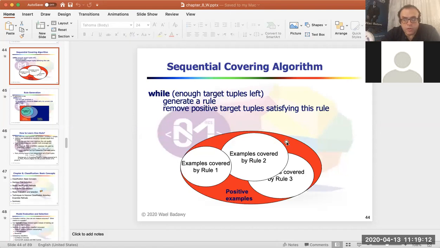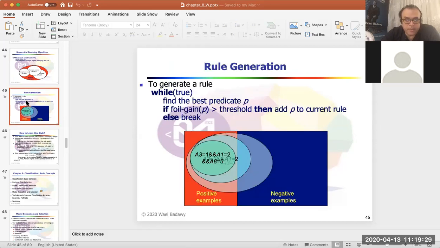There is also some sort of subsets. So here, I will target the tuple to the left. I will generate the rule. I will remove the positive target tuple to satisfy the rule, and I can be creating subsets like that. Positive examples mean examples which meet the criteria. Negative examples mean elements which don't meet the criteria.